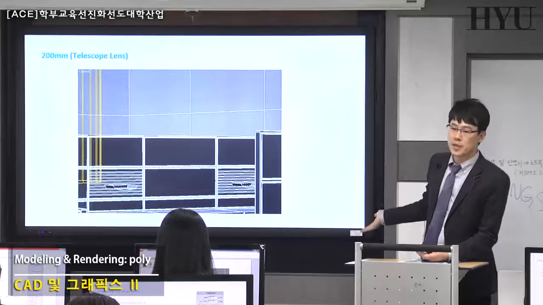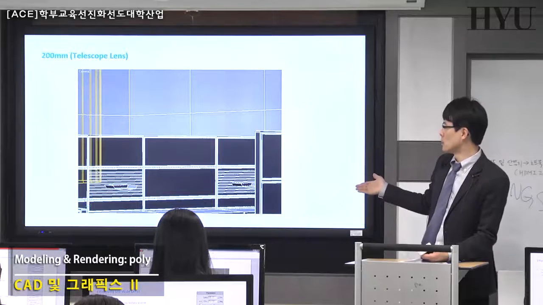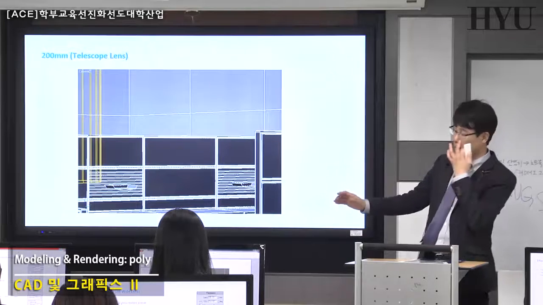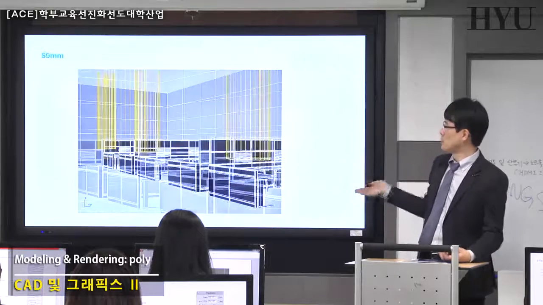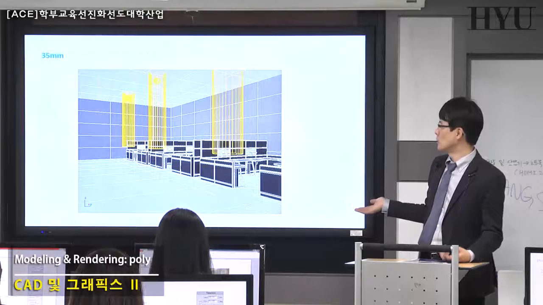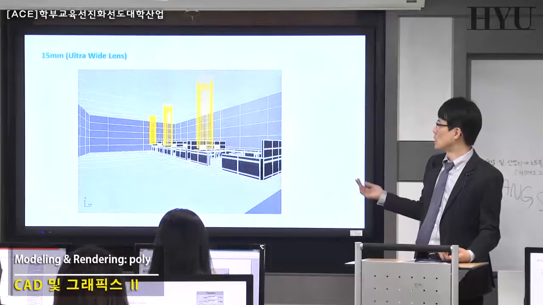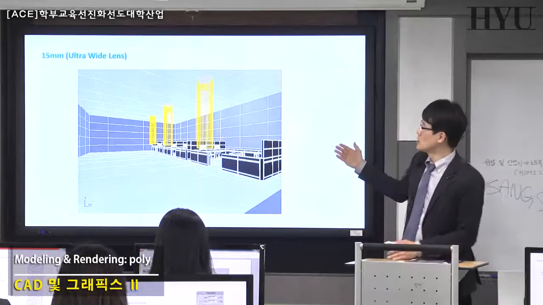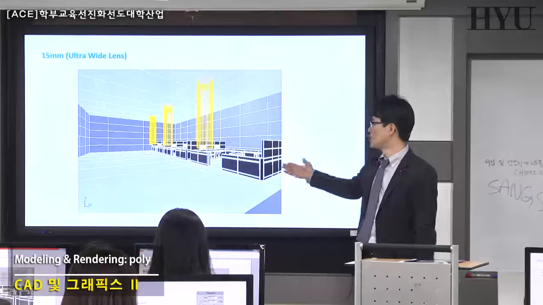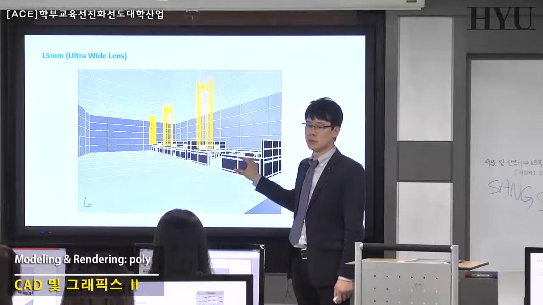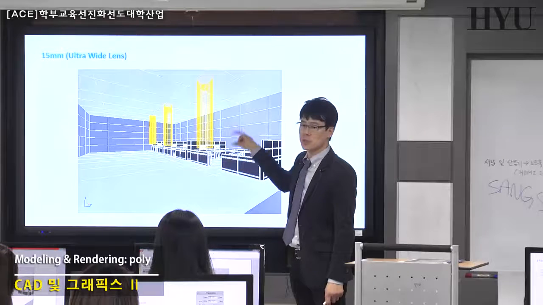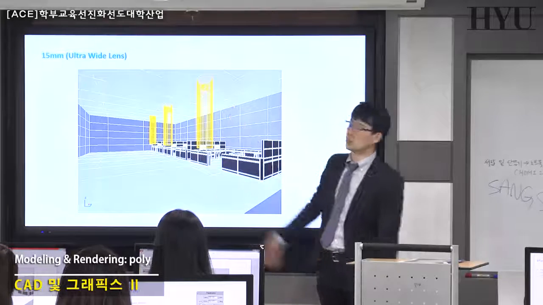So simple example, 200 millimeter telescope lens, you can take this kind of scene. 85 millimeter, 50, 35, 24, 15. This is an ultra wide lens. So what is good for interior architects? What is good for interior design? Of course, this kind of wide, especially ultra wide lens.